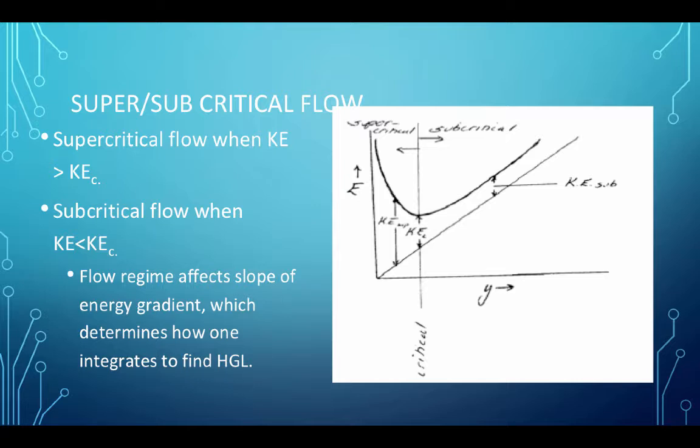Here's a diagram again illustrating the component that's contained as kinetic energy versus the component that's contained as depth energy. When the depth is such that the kinetic energy dominates, that's called supercritical flow. And when the depth is large and the kinetic energy component is small, that's called subcritical flow. And the transition point is called critical flow. And the flow regime affects the slope of the energy gradient, which ultimately determines how we're going to integrate the gradually varied flow equation to recover a hydraulic grade line.